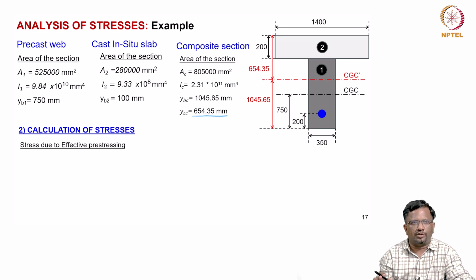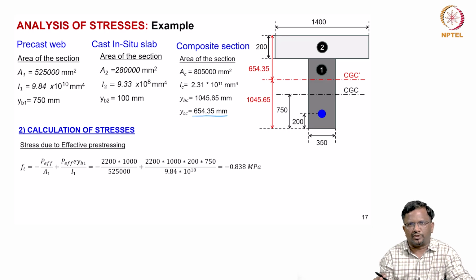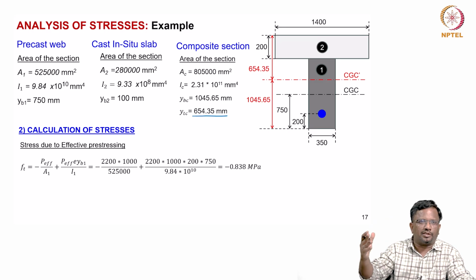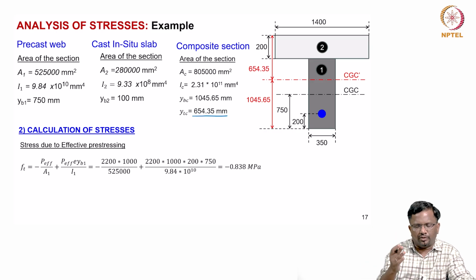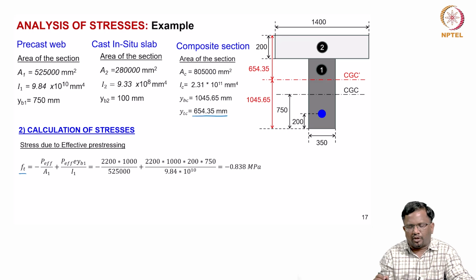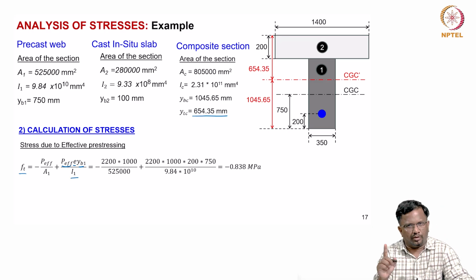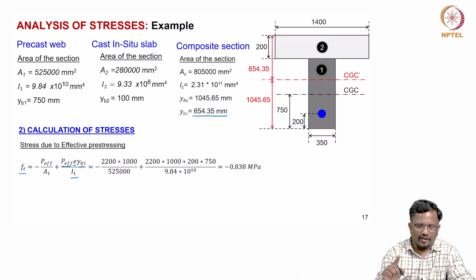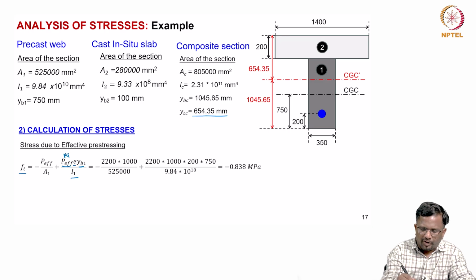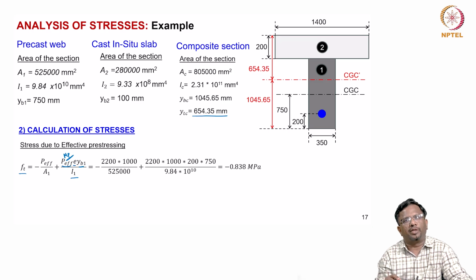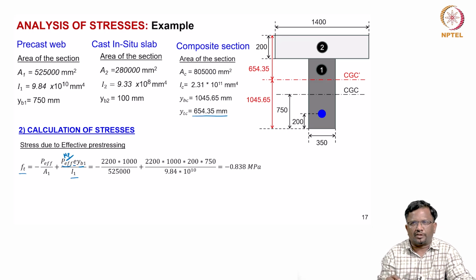Now, while we do the effective pre-stress, let us see what the stresses are, because we are doing the calculations at a certain stage where there are losses. So, due to the pre-stress, the stress at the top is P effective by A1 in the precast girder, minus P effective times E times YB1 by I1. The subscript 1 indicates it is for the precast girder, and this is your pre-stressing moment MP times the distance of the fiber by I1. So, you can see here the stress at the top of this first element is going to be minus 0.838 megapascal.